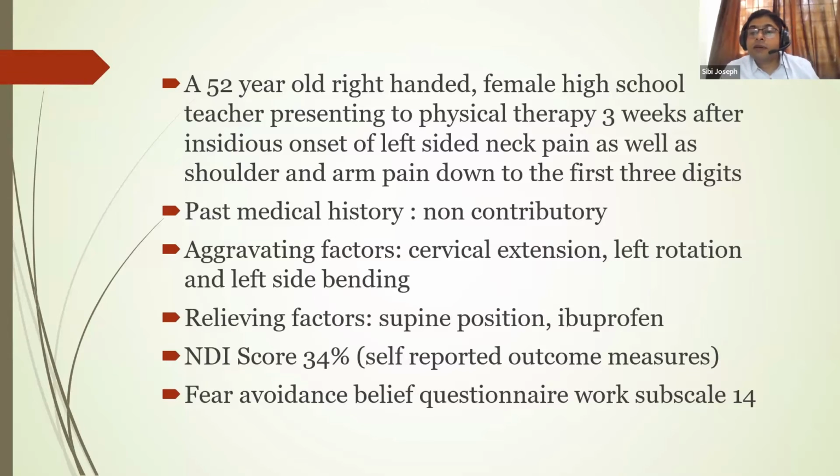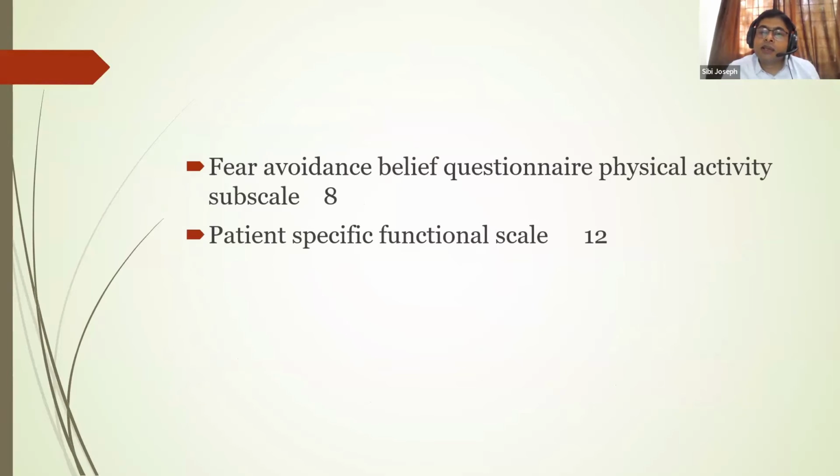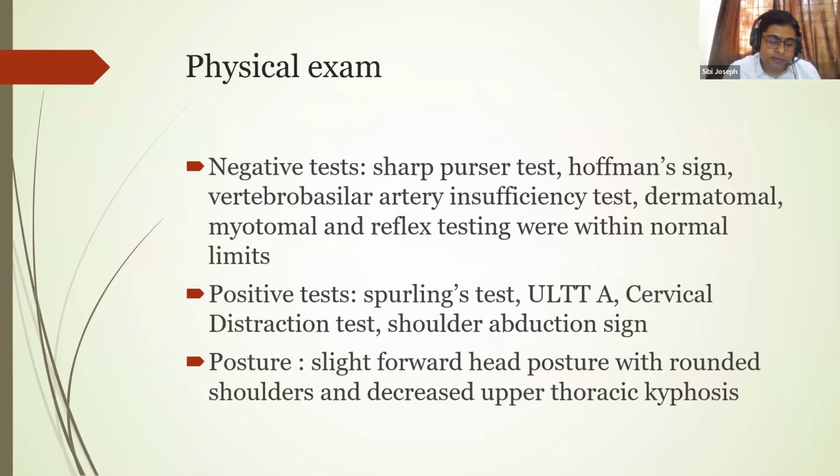NDI score is 34%. Fear avoidance belief questionnaire, work subscale 14. Fear avoidance belief questionnaire, physical activity subscale 8, and patient-specific functional scale 12. Physical examination, negative tests: Sharp-Purser test, Hoffman's sign, vertebrobasilar artery insufficiency test; dermatomal, myotomal, and reflex testing were within normal limits. Positive tests: Spurling's test, ULTT A, cervical distraction test, shoulder abduction sign.